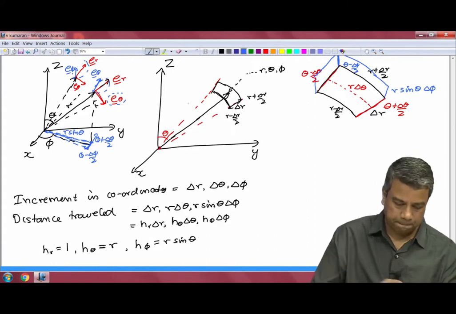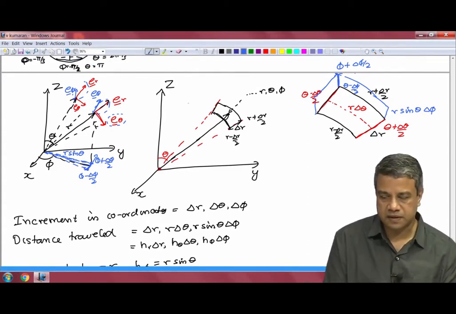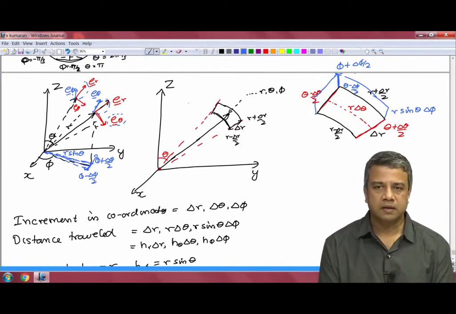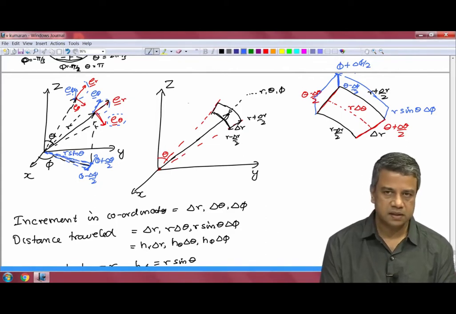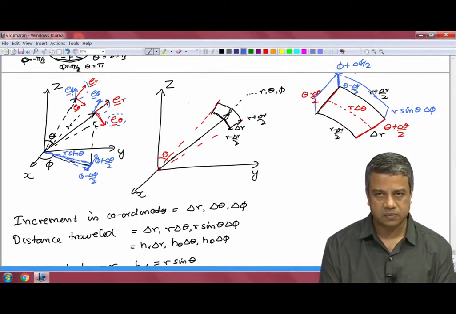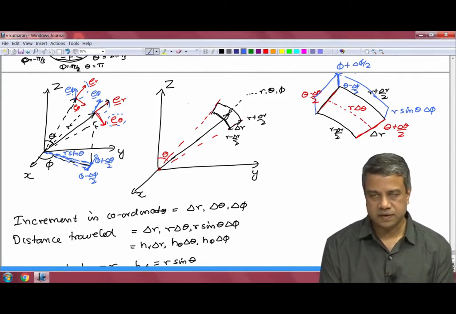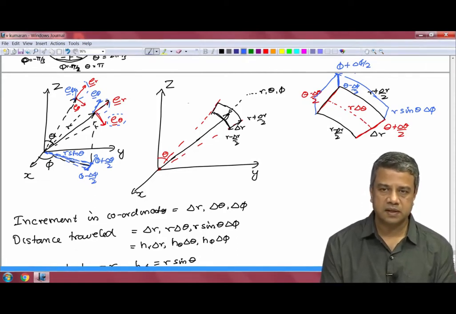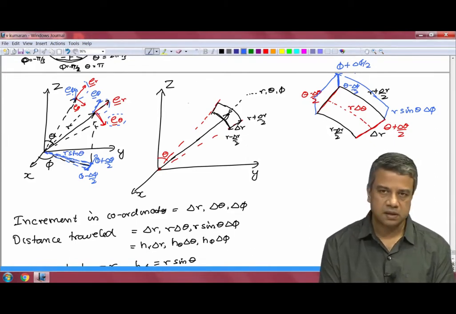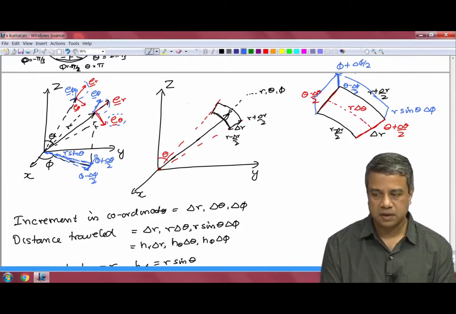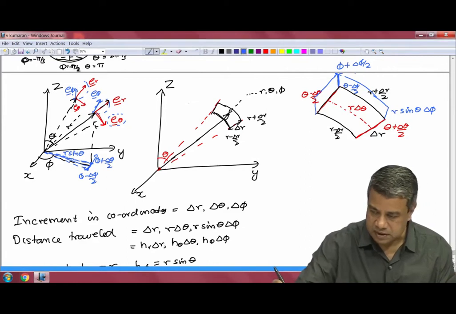To derive a balance equation, we had constructed a differential volume between two surfaces perpendicular to the r direction at r minus delta r by 2 and r plus delta r by 2, separated by a distance delta r. Two surfaces perpendicular to the theta direction at theta minus delta theta by 2 and theta plus delta theta by 2, separated by a distance r delta theta, because theta is an angle.